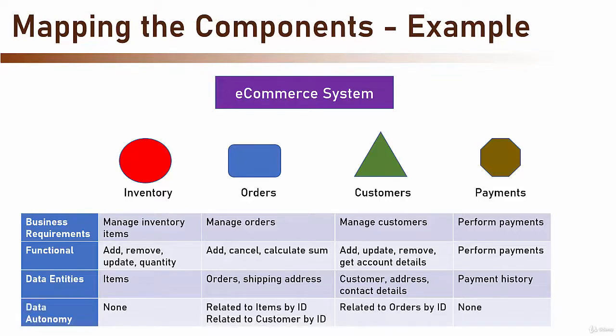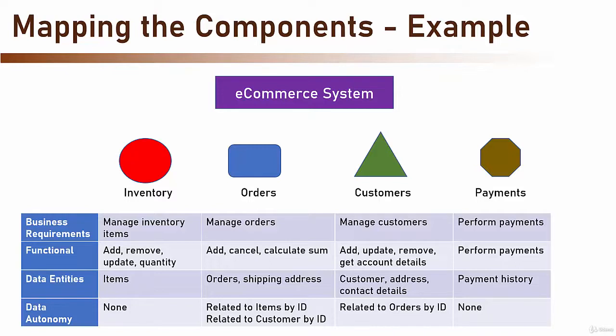The last factor is the data autonomy, and let's see where we stand here. So the inventory has no related data in other services, so we're good here. The data in the order service is related to two other services. The order items are related to the items in the inventory by item ID, and the customer who made the order is part of the customer service and is represented in the order's data by its identifier, the customer ID. So it looks like there is no problem here.